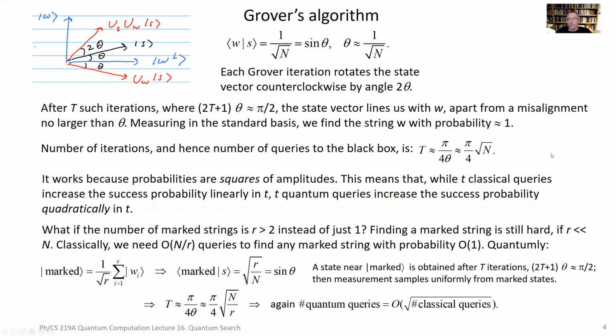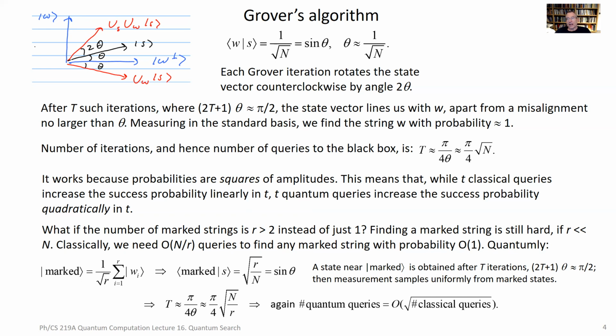Okay, so it's really pretty remarkable. Classically, we're looking for a needle in a haystack, one out of capital N possible states, and we just have to check them one after another until we find the right one. Quantumly, though, we were able to do an exhaustive search over all of those possible strings. Even though there are capital N of them, we could do the exhaustive search in square root of n evaluations of the function. And the reason it works is because probabilities are the squares of amplitudes in quantum mechanics.